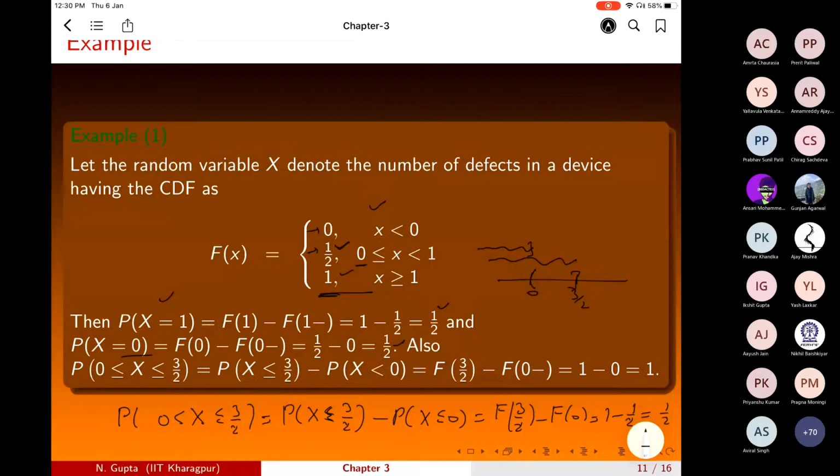But if we want to find out the probability that x is greater than or equal to 0 and less than 3 by 2, that will be probability x is less than or equal to 3 by 2 minus probability x is less than 0.